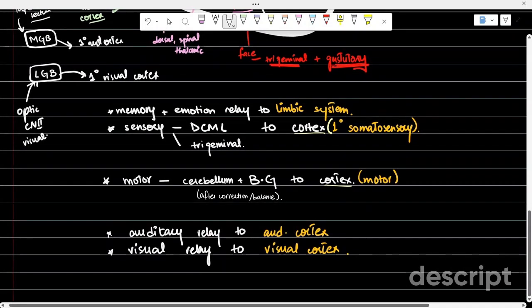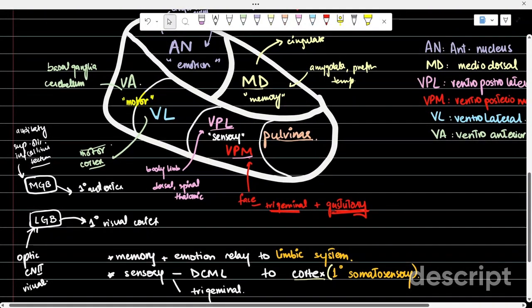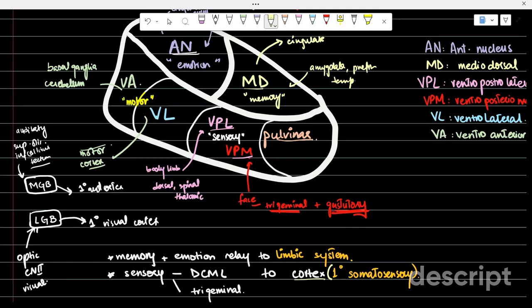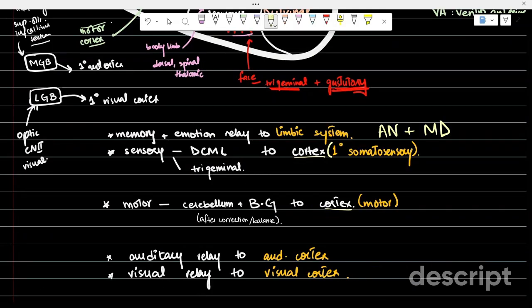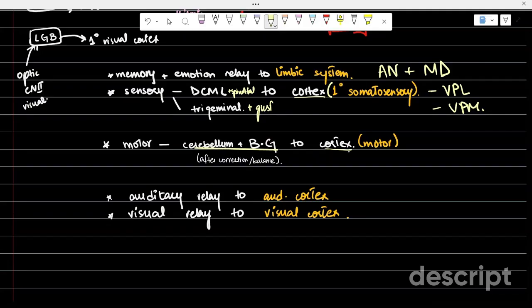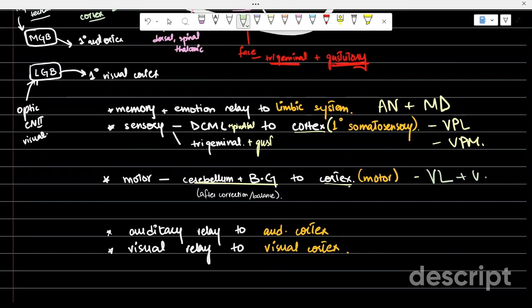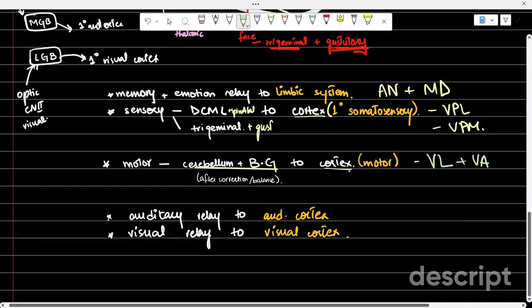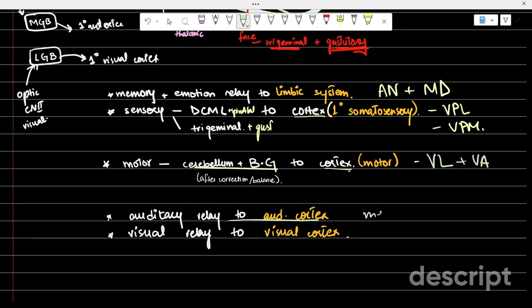So to summarize, the memory and emotion relay to the limbic system is via the anterior nucleus and the mediodorsal nucleus. The sensory supply from the dorsal column plus spinothalamic to the primary somatosensory cortex is via ventral posterolateral nucleus, and the sensory supply from the trigeminal and gustatory to the primary somatosensory is via ventral posteromedial. The motor supply from the cerebellum and basal ganglia to the cortex is via the ventral lateral and ventral anterior nucleus. The auditory relay to the auditory cortex is via the medial geniculate body.